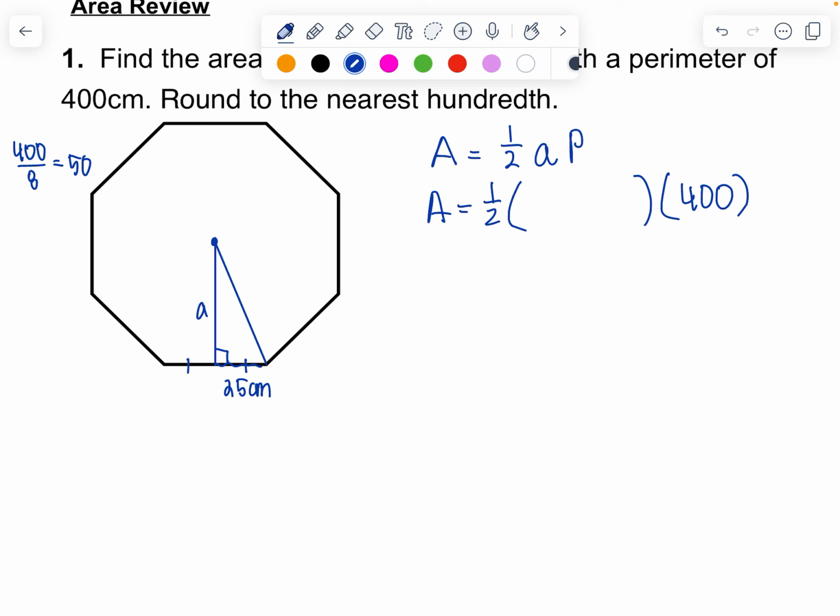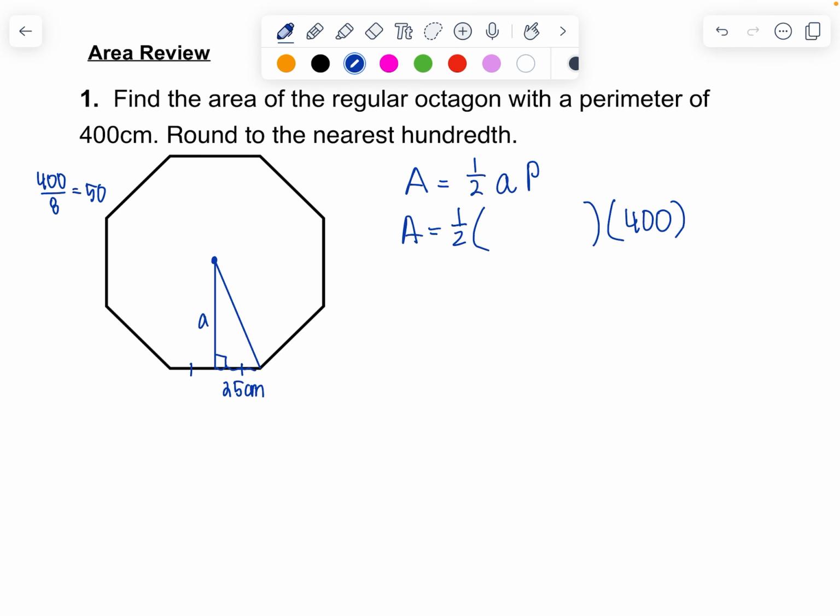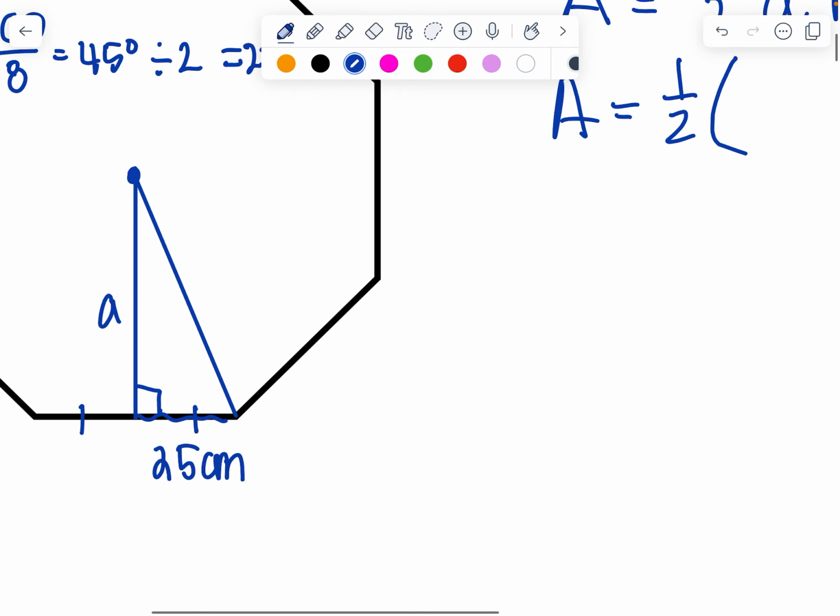So now I can find the apothem, but I need that little angle there. So to find that little angle, we have 360 divided by 8, which is 45 degrees. And then I'm going to divide that by 2, which is 22.5 degrees. And if you already know, like you've done 10 octagon problems, or you just have a really good memory and you know it's 22.5, then just put that it's 22.5.